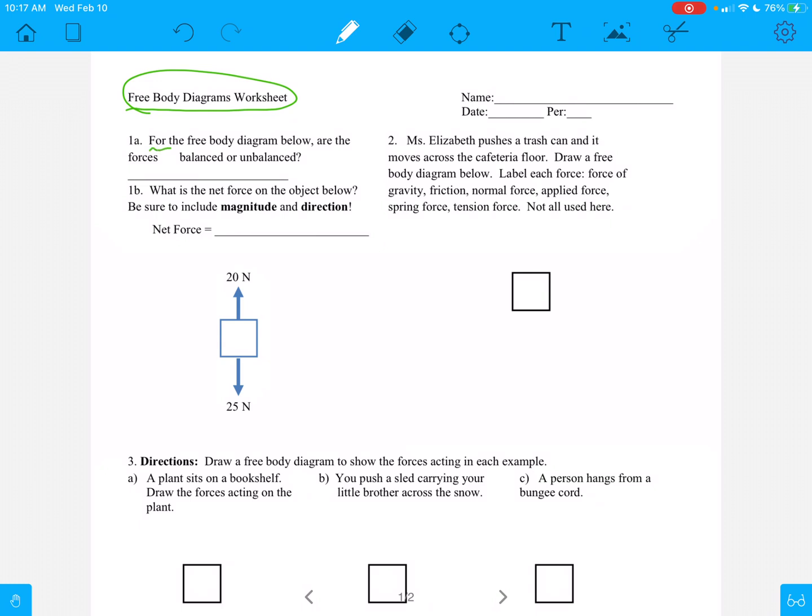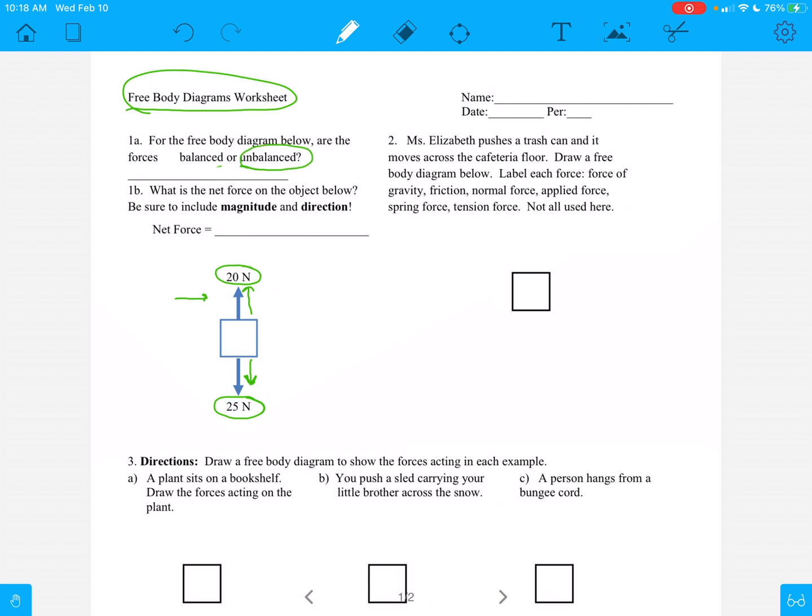So it says, for the free body diagram below, are the forces balanced or unbalanced? Well, let's look at this. This particular force here is a force up, right? It's going up. And what is the force of this? Well, it is at 20 newtons. So it's being pulled up with a force of 20 newtons. Well, what's going down here? We have another force that's pulling down, and it's pulling down at 25 newtons. So are these forces balanced or unbalanced? Well, clearly, I want to erase some of this so it's out of the way. Clearly, we have an unbalanced force.